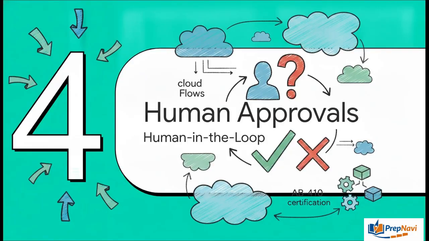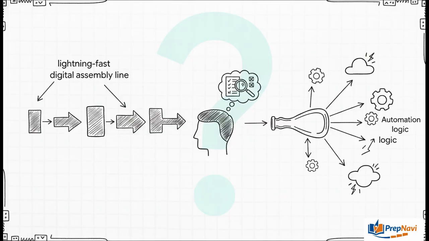Which brings us perfectly to Section 4, managing human approvals. Welcome to the human in the loop phase. I actually want to pause here for a second and ask you a direct question. In a purely automated system, how do you handle a human bottleneck? It's kind of a fascinating problem, right? You've built this lightning-fast digital assembly line, but suddenly you need a living, breathing manager to look at a document and say yes or no before the robots can actually continue. How do you integrate that manual pause without completely breaking your automation logic?